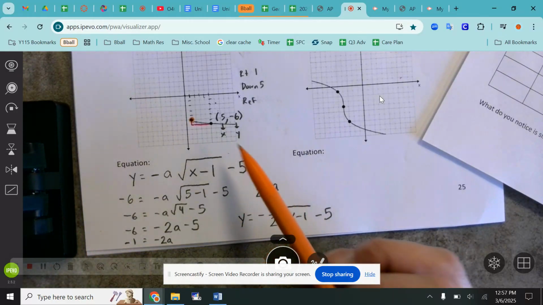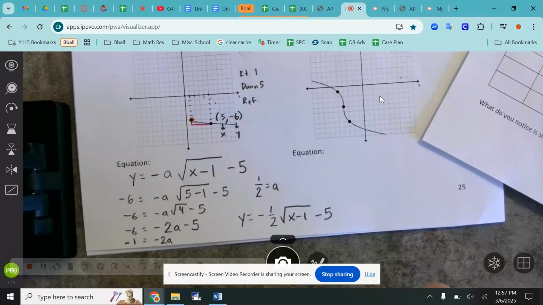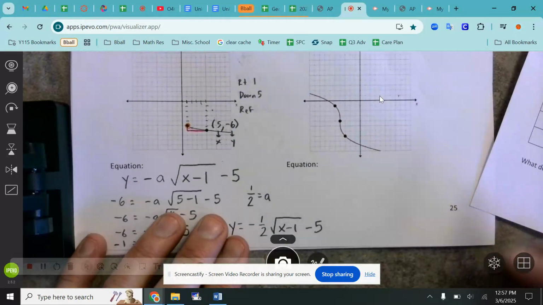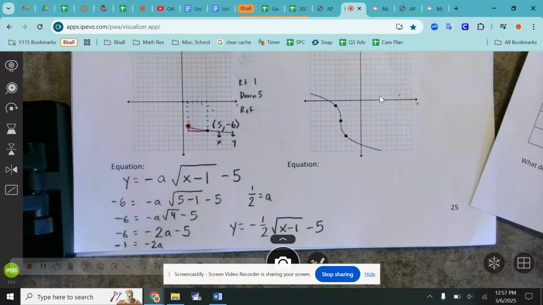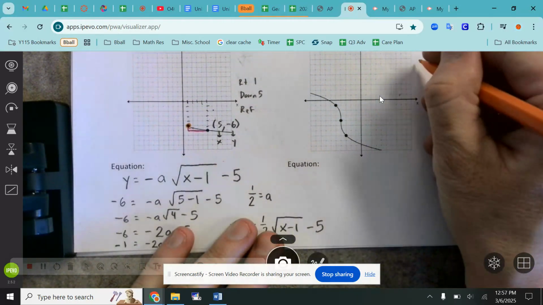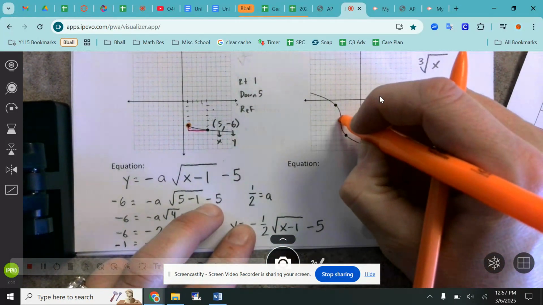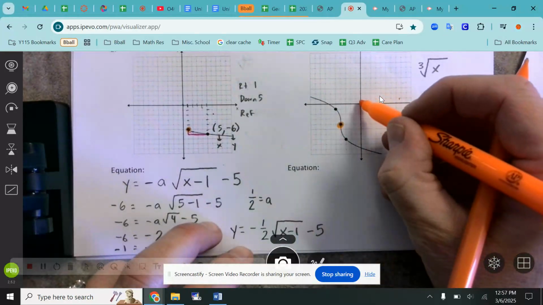Those are the hardest ones. There's not a ton of them, but that's how we do it. Okay? All right, last one we're going to do together, and then it's your time to practice. First thing, that's a cube root graph. We're dealing with a cube root. My point of inflection is right there.